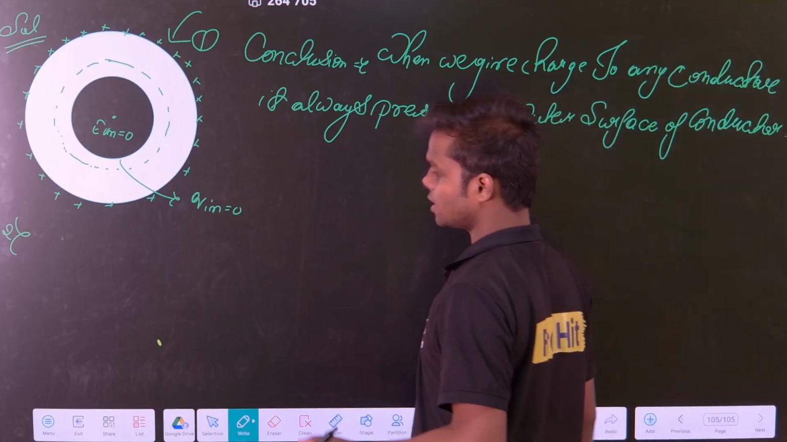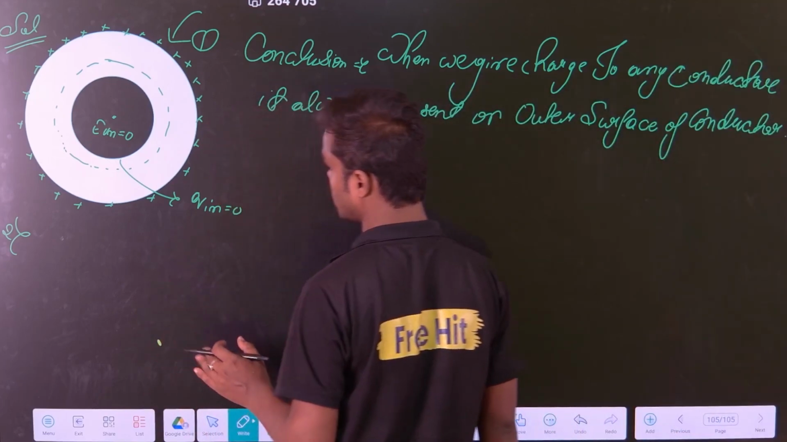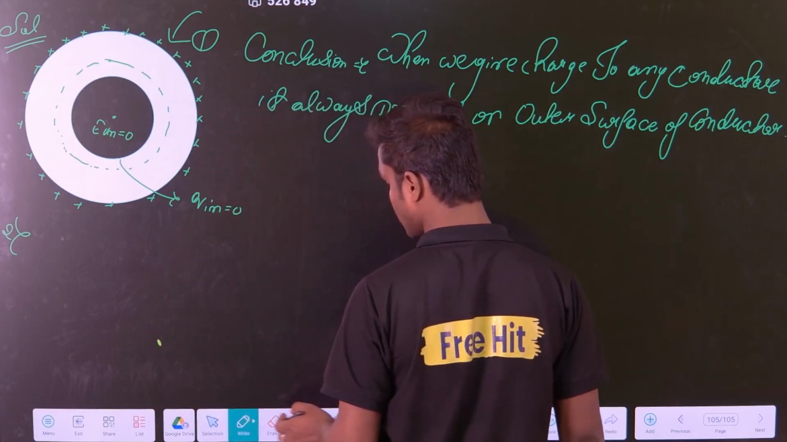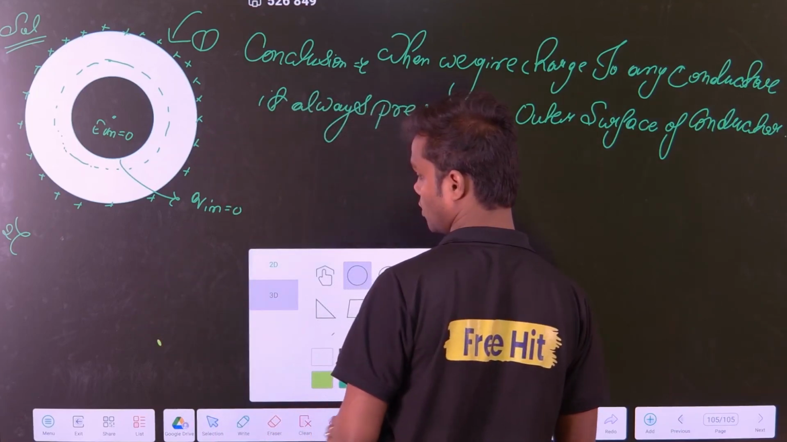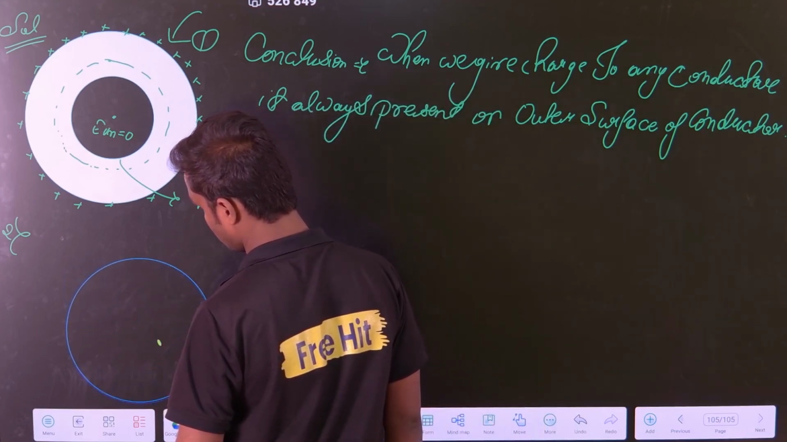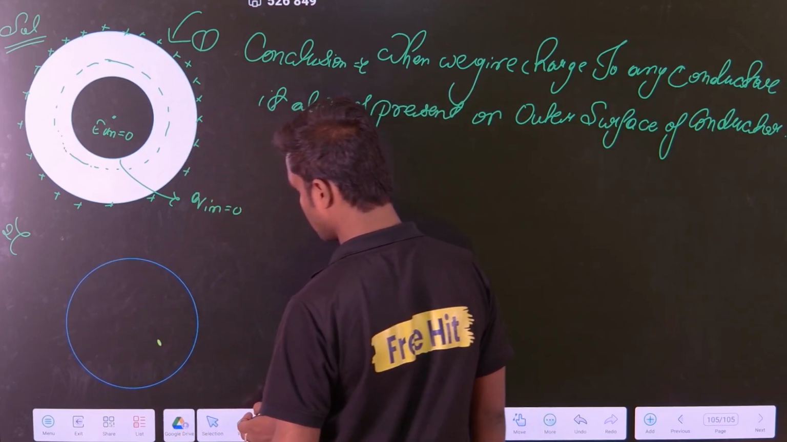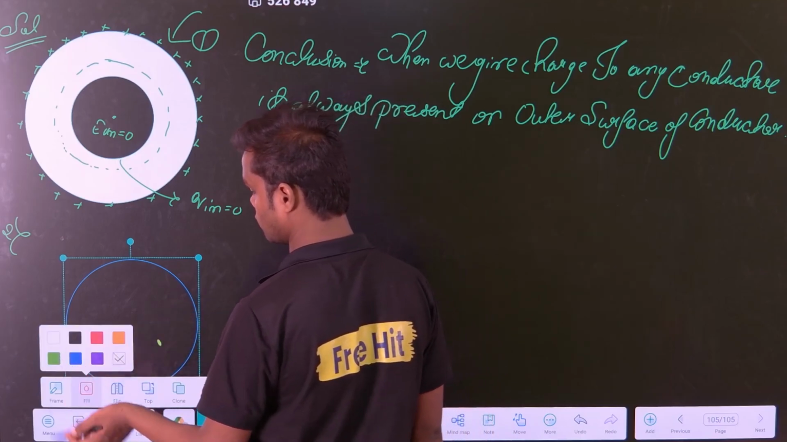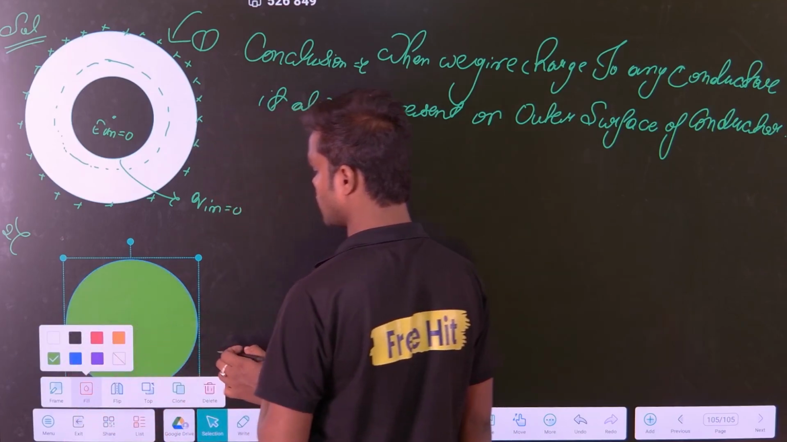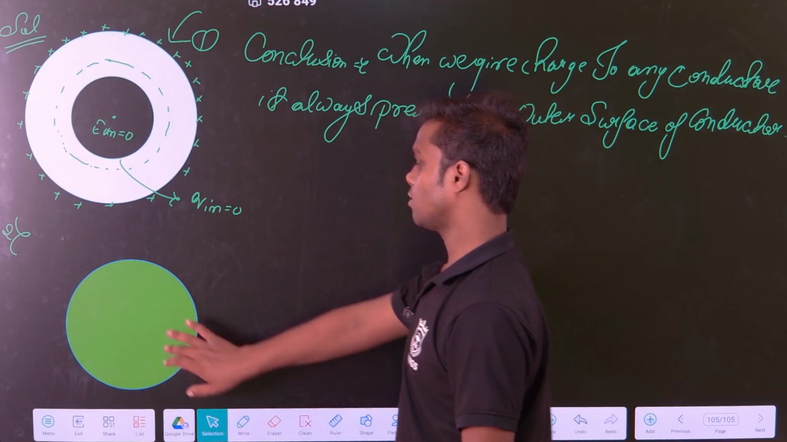Next, move to the second property. What does the second property say? As I told you, one picture is very clear. The electric field inside the conductor will always be 0. That is always true. The electric field inside the conductor will always be 0.